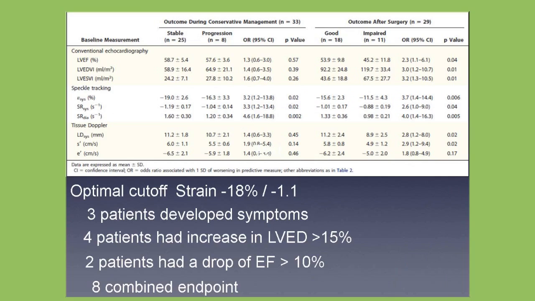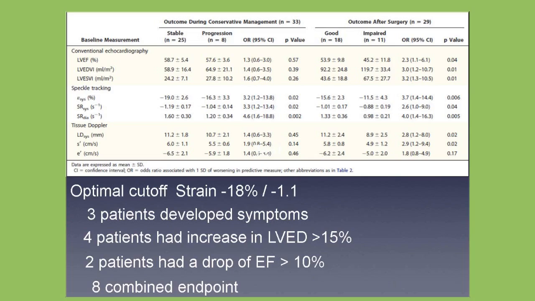So in this study, if you take a look at these patients that have the conservative management, what we call, and probably you have heard the terminology, the watchful waiting, they compared what is different for the 25 patients that remained stable versus the 8 that had progression. And as you can see, neither the ejection fraction nor the end diastolic volume or end systolic volume index became prognostic. But as you can see, what is different is the strain.